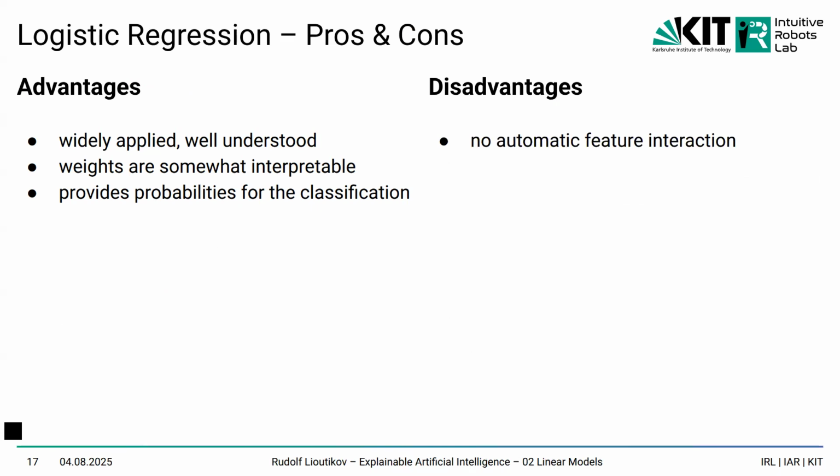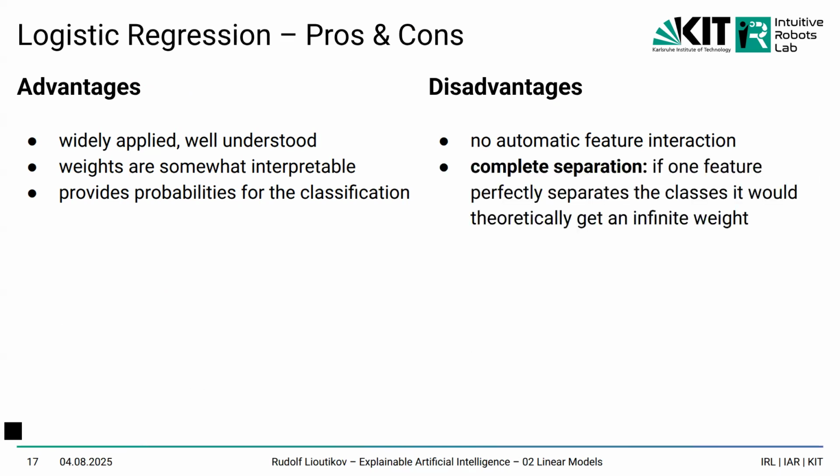And the downsides are that there is no automatic feature interaction, and there is complete separation. So that's a big issue. How many of you have heard about complete separation?